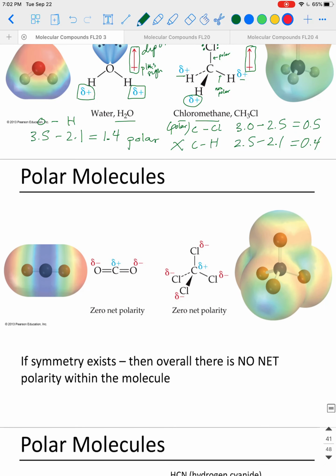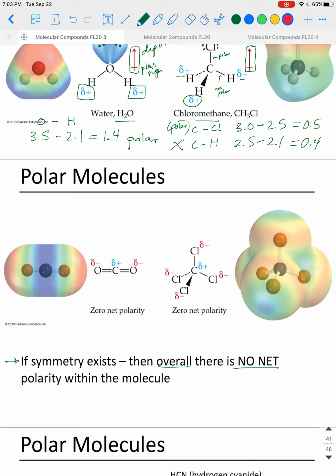If there is symmetry in your molecule, you may have dipoles, you may have polar bonds, you may have lone pairs. But if there is symmetry in the molecule and your dipoles are pointing in opposite directions, then they can cancel each other out. So I'm reading right down here. If symmetry exists, overall, there is no net polarity within the molecule. Because the dipoles, I'll show you in a second, will cancel each other out.